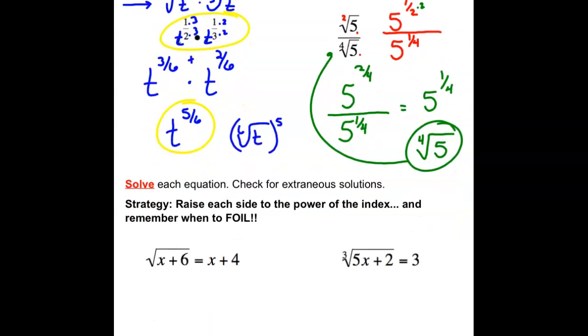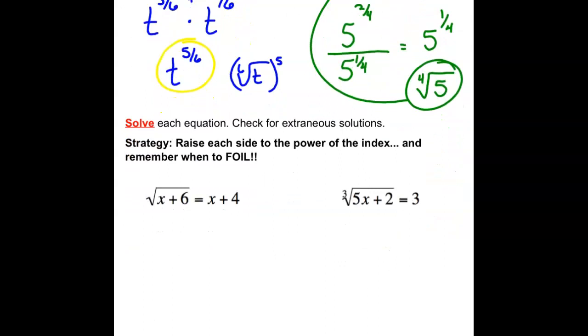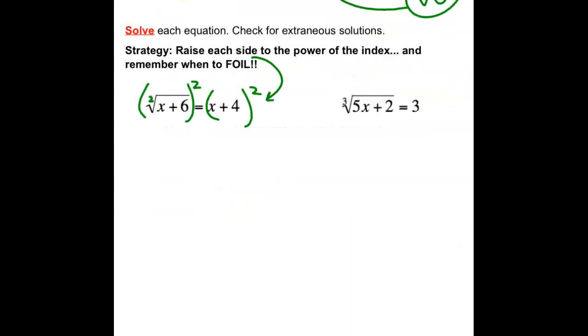All right, our next set of questions, we are looking at solving. We do need to remember to check for extraneous solutions. So our strategy here is to raise each side to the power of our index. So if we have an index of 2 here, a square root, that means to undo it, we have to square it. Whatever we do to one side, we have to do to the other. And remember, on something like this, we're going to have to picture foiling that out, because x plus 4 squared means we're multiplying by itself.